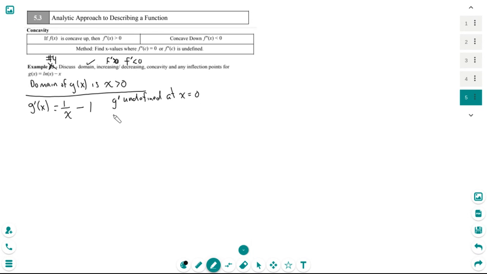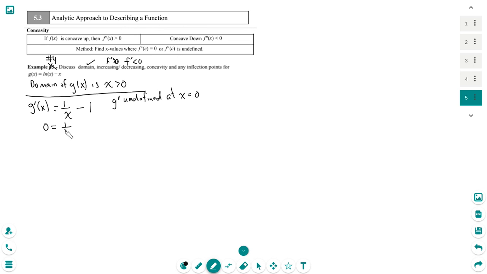Now I'm going to see if there are any other places where the derivative equals 0. So I take this derivative and I set it equal to 0. So 1 over x minus 1 equals 0. Let me add 1 to the other side. So that gives me 1 equals 1 over x. And then if I cross multiply, the only solution to this is when x is equal to 1. And so we can see that if we have 1 here, that's 1 over 1 minus 1, that would be 0. So g prime equals 0 at x equals 1. So I have my two values that I'm going to do a number line test for.